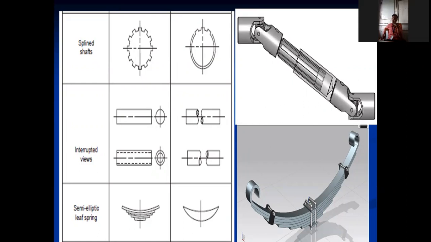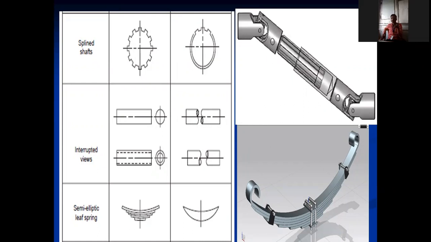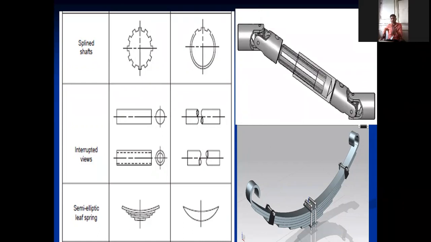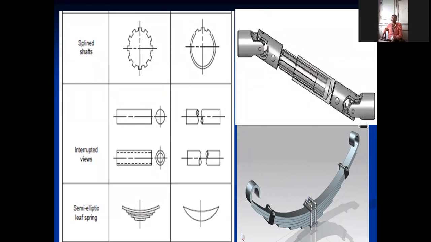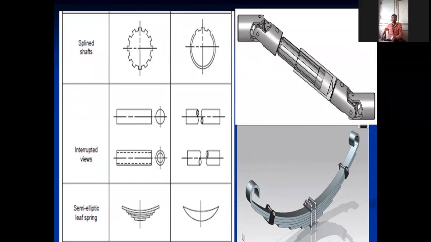Why are splines provided on the shaft instead of keeping it round? राऊंड पण ठेवू शकलो असतो आपण, पण त्याला स्प्लाइन का दिलेत? स्प्लाइन म्हणजे काय? Avoiding slippage. Avoiding slippage. अजून काय?